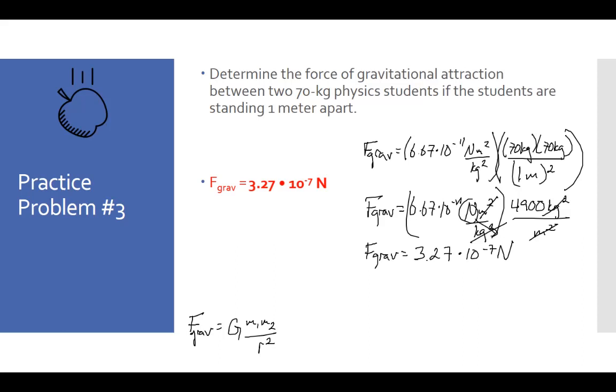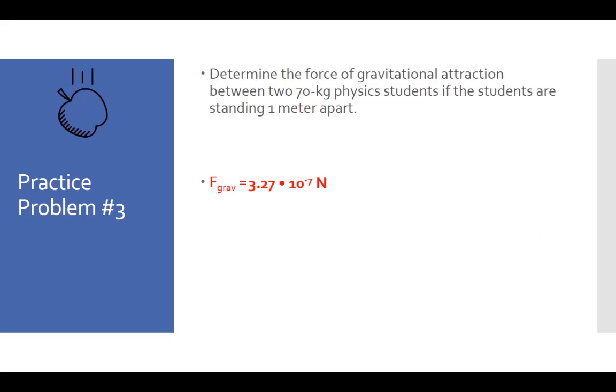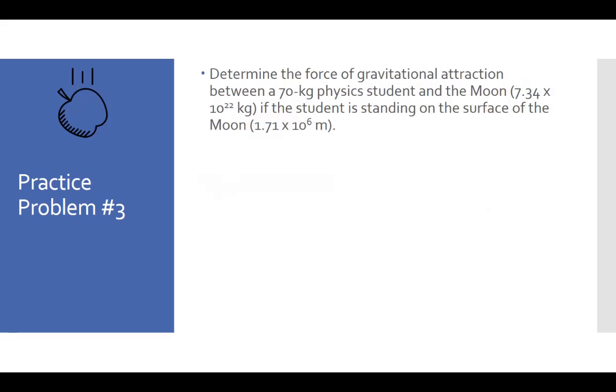Okay. So one more. I think you're getting the hang of this. So determine the force of gravitational attraction between a 70 kilogram physics student and the moon, 7.34 times 10 to the 22nd kilograms, if the student is standing on the surface of the moon at 1.71 times 10 to the 6th meters. The setup is exactly the same as what we've done. The equation is the same. Force of gravity equal to the gravitational constant, m1, m2 over r squared. Okay, pause the video here and go ahead and try it out. Okay, welcome back. What did you end up with?